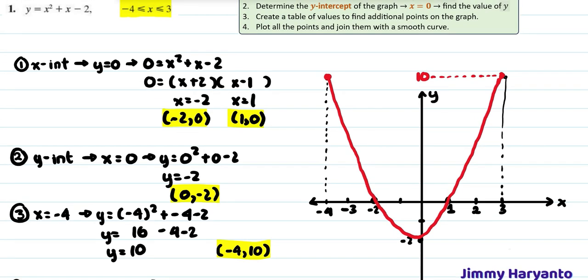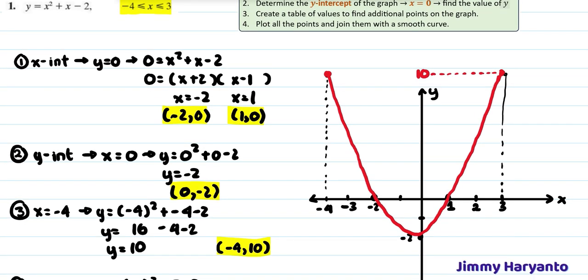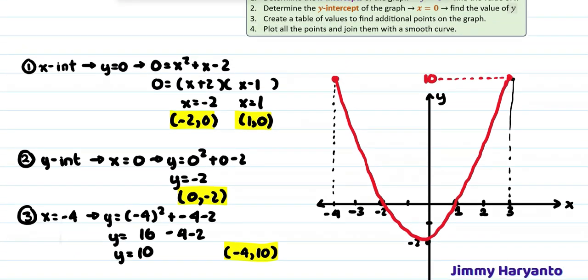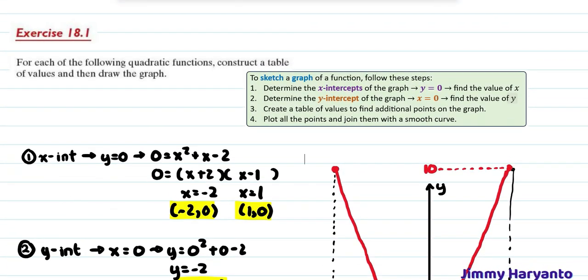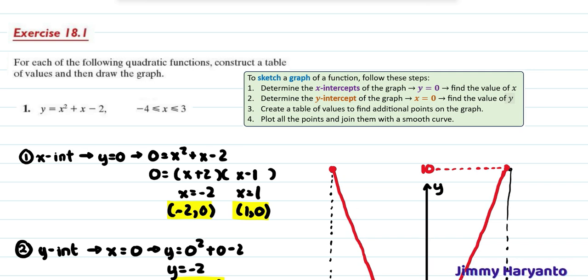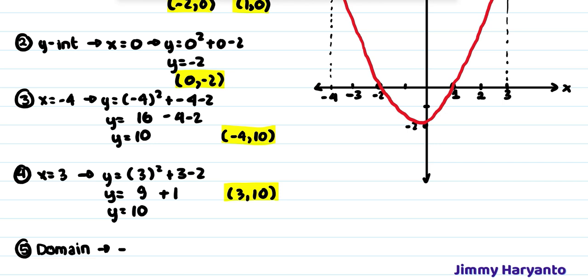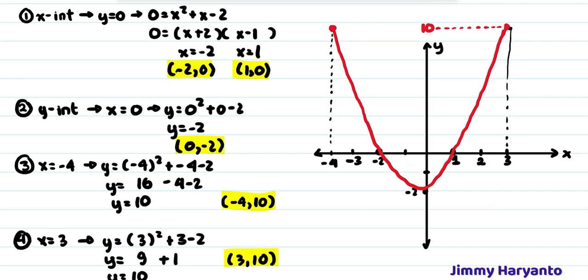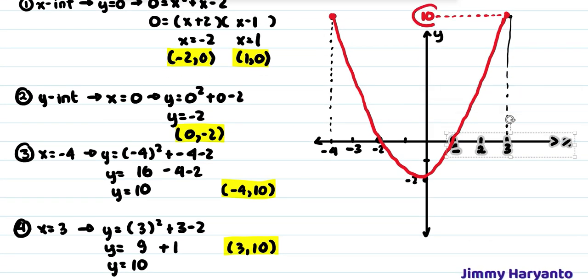So this is how you draw the quadratics. And then the next is we have additional questions, which is to find the domain and range. The domain is already given in the question, so we only have to copy it. The domain is starting from negative 4 until 3. So we can write it as negative 4 less than or equal to x less than or equal to 3. And then to find the range, we have to know what is the lowest point and the highest point. The highest point is already there, 10.